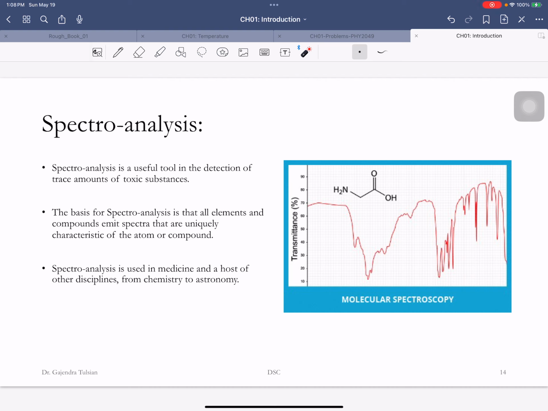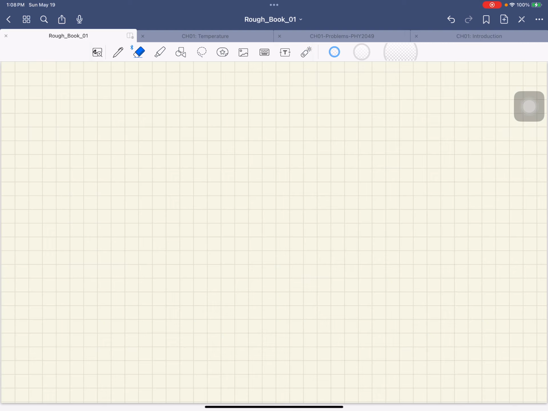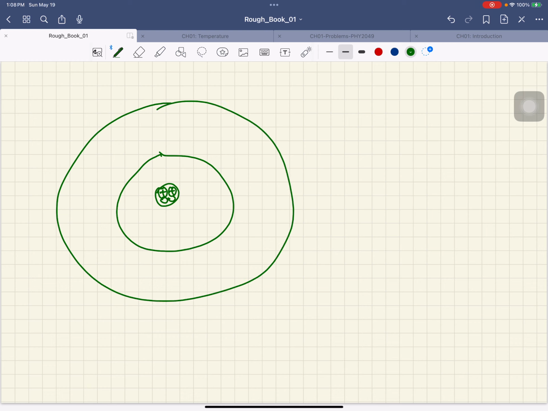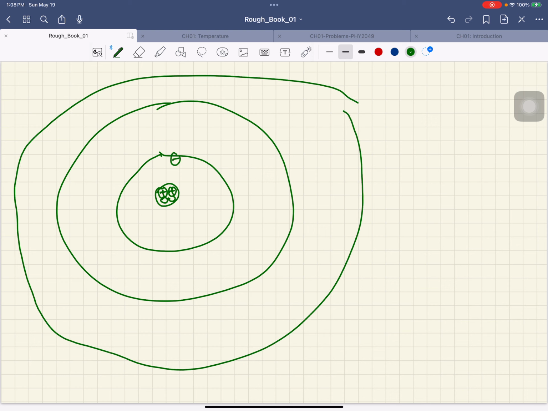So spectral analysis. Now here's the thing. Let me draw the model of an atom. So here's an atom. This is the nucleus. The nucleus has protons and neutrons, and it's surrounded by electrons. What I'm drawing for you is a helium atom, and the helium atom has 2 electrons. These are the allowed orbitals.